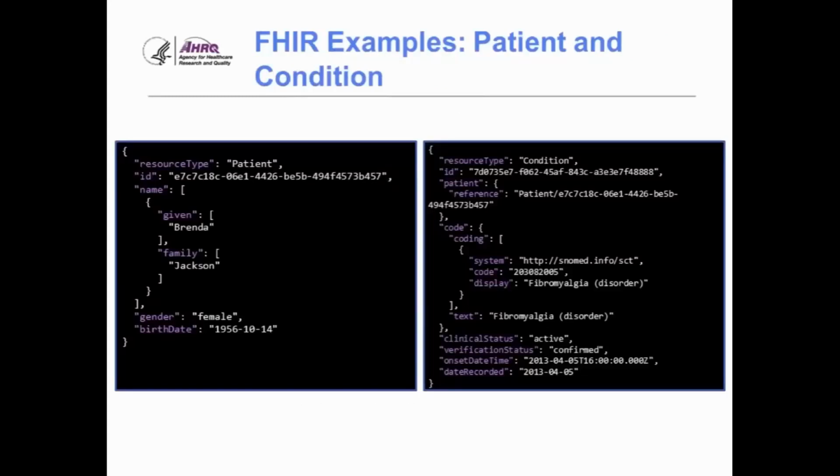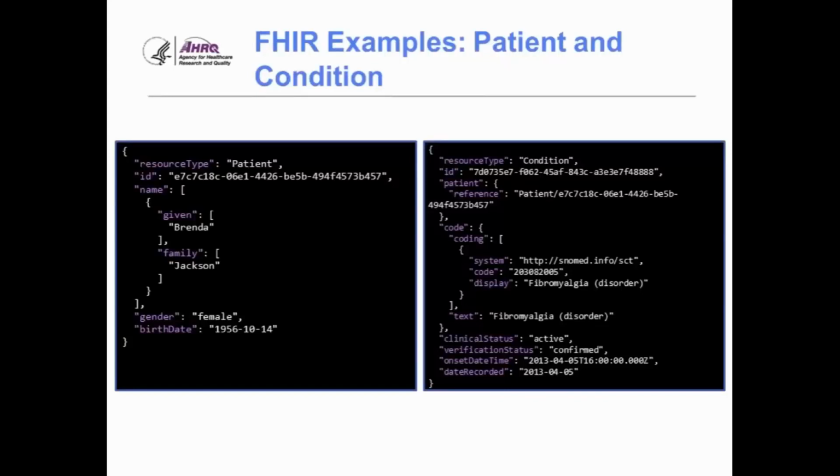These are examples of FHIR resources. On the left-hand side, we have a very simple patient resource for a patient named Brenda Jackson. I will note that this is synthetic data. It does not pertain to any real Brenda Jackson. But we can just see here that she's a female. She was born in 1956.